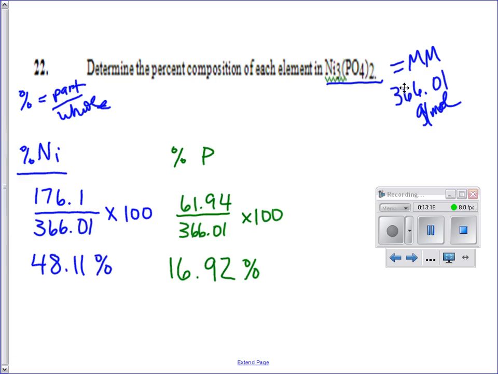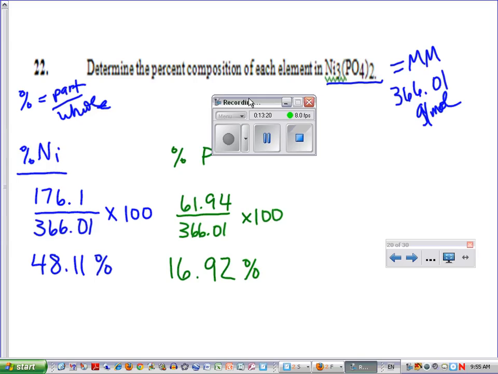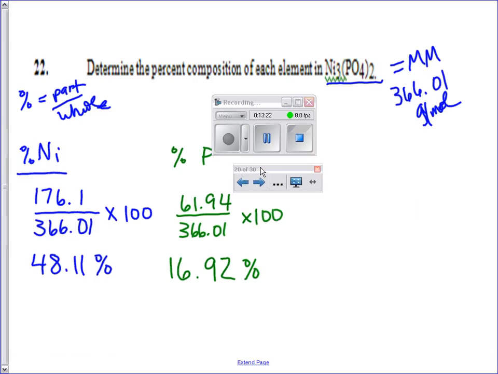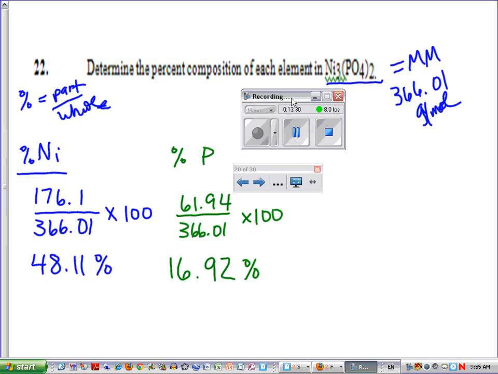Okay. Now, a fast way to figure out the last one would be just to subtract from 100, but we're not going to do that. We're going to use the 100 as a check. We're going to find them all and then add them up and make sure we get 100. So my last is my percentage of O. How many O's are in this equation?